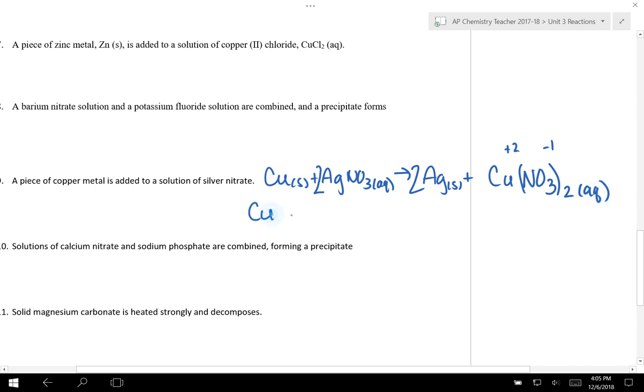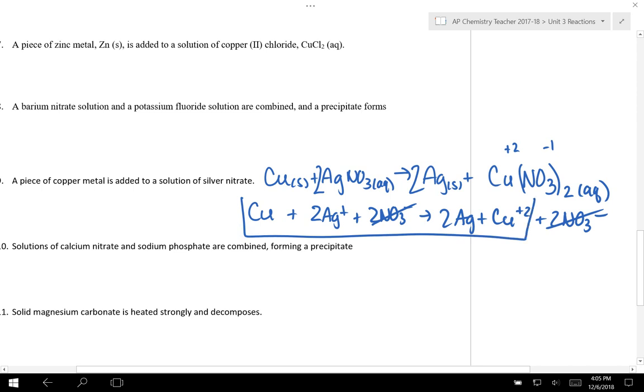So if I split this up and ionize my ionic compounds, this is what I end up with. And neutral silvers, and I got a copper ion and 2 nitrate ions. And notice how my nitrates cancel out. So what's left, this is my net ionic equation. So I've got, I should rewrite that to be pretty, but I've got a copper and 2 silver ions making 2 neutral silvers and 1 copper ion right there.